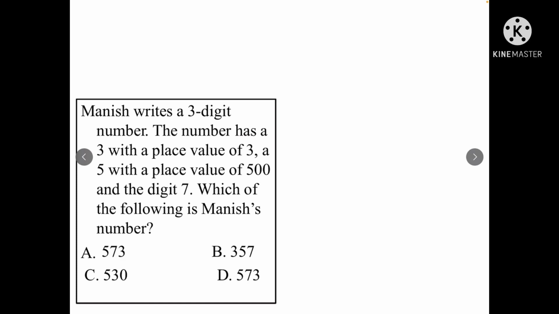The question is given to us. Manish writes a 3-digit number. The number has a 3 with a place value of 3, a 5 with a place value of 500 and the digit 7. Which of the following is Manish's number?